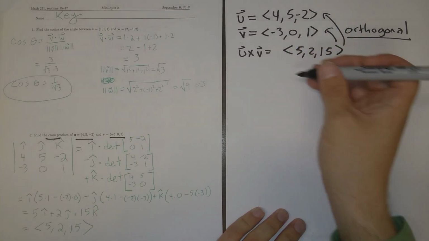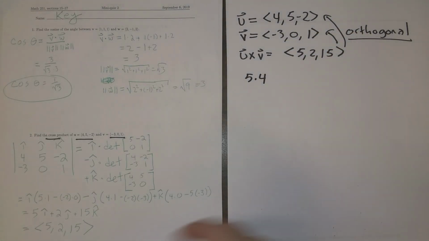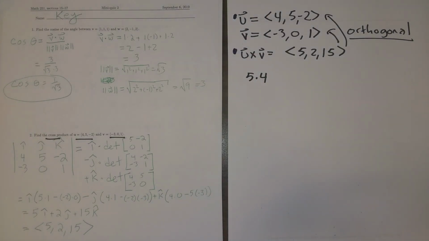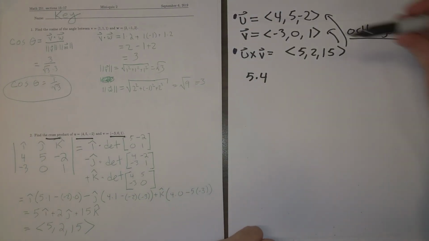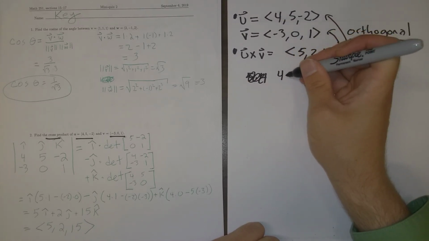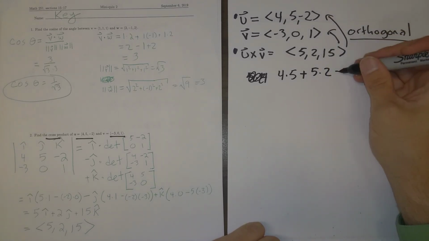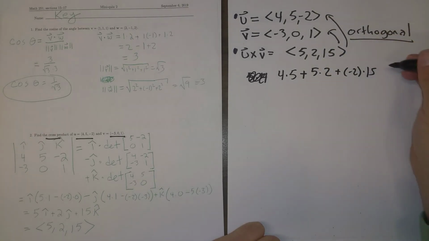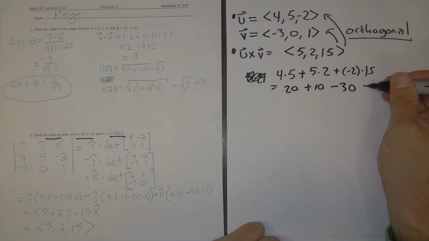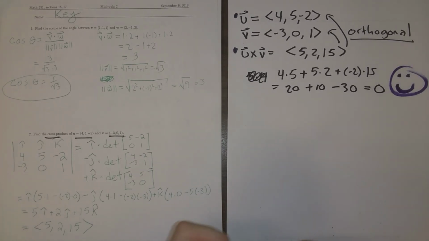So we can check that. Right now I am doing u dotted with u cross v. So, 4 times 5 plus 5 times 2 plus minus 2 times 15 is 20 plus 10 minus 30. And sure enough, that's 0. So hooray, that checks out.